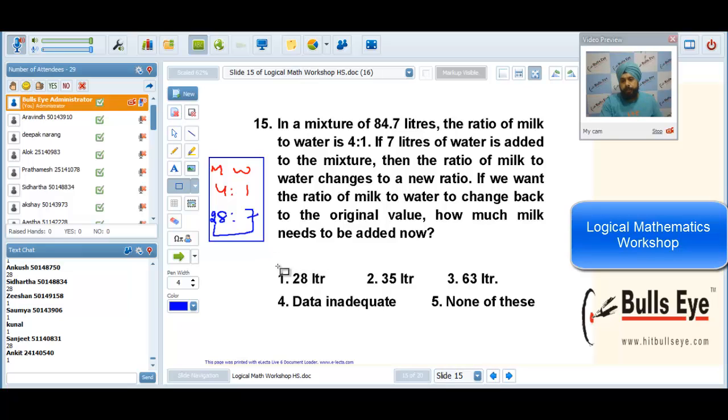So it is first option, 28 liters. So is that okay, students?